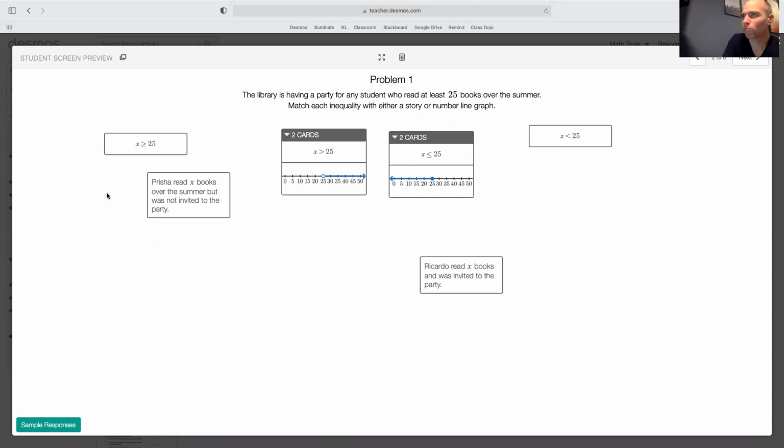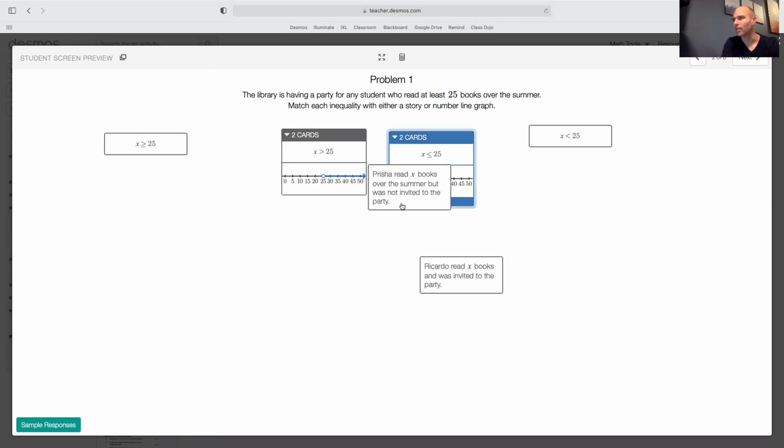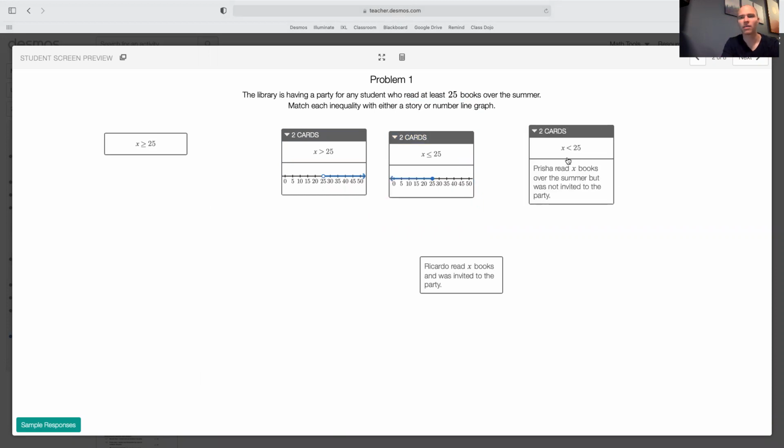So this one says Prisha read x books over the summer, but was not invited to the party. Okay, so Prisha didn't get invited to the party. That tells me she did not read at least 25 books, right? Because that's what this whole thing is about. Or in other words, she read, I'm assuming that's a girl's name, they read fewer than 25 books. So I think that's going to be this one over here.